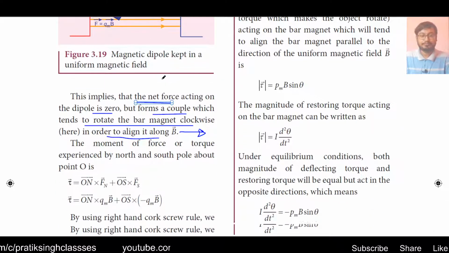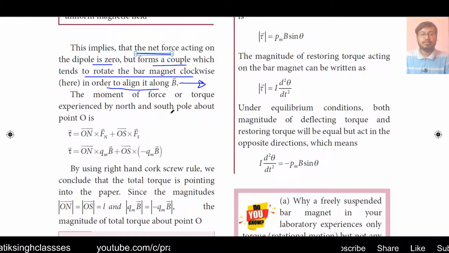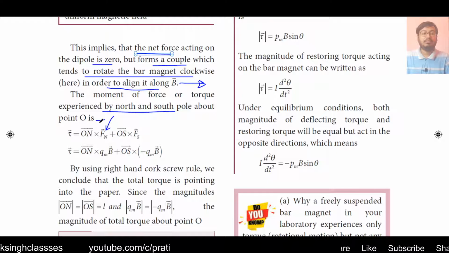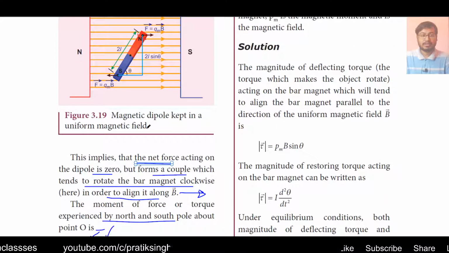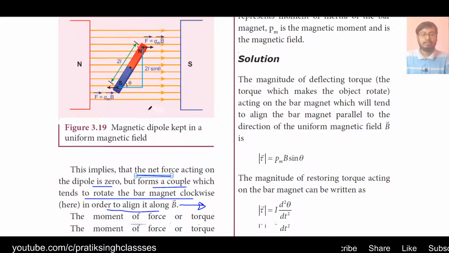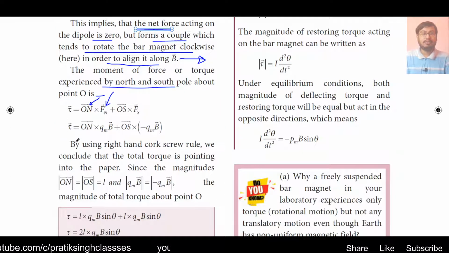The moment of force or torque experienced by the north and south poles about point O is given by torque tau is equal to On cross Fn plus Os cross Fs. Torque is equal to force into force arm. So we have force Fn into force arm On, that is the distance from the center, plus force Fs into Os. So torque is equal to vector On cross QmB plus vector Os cross minus QmB.